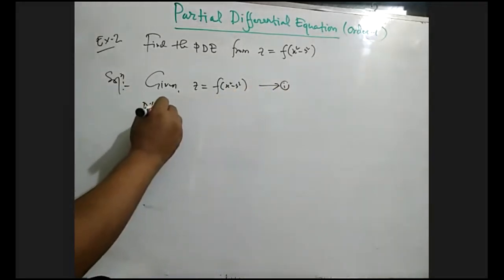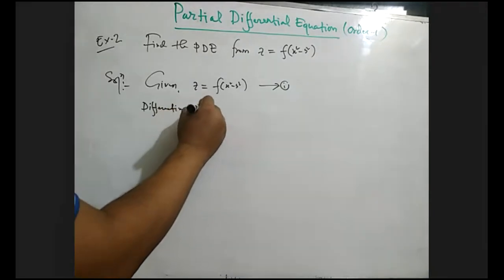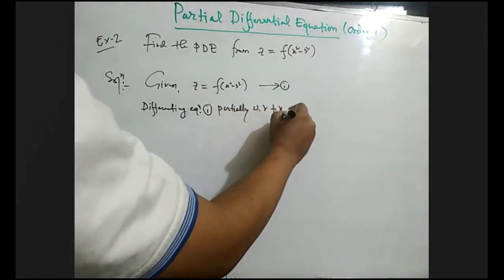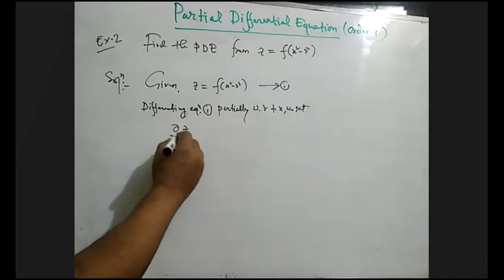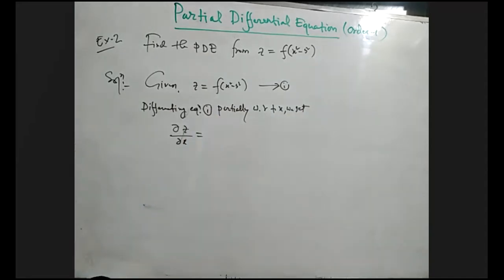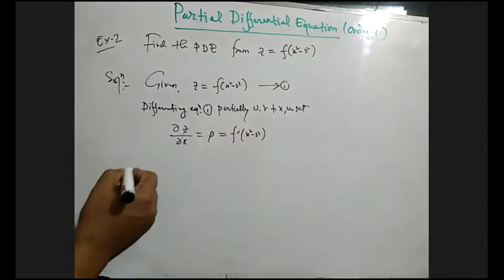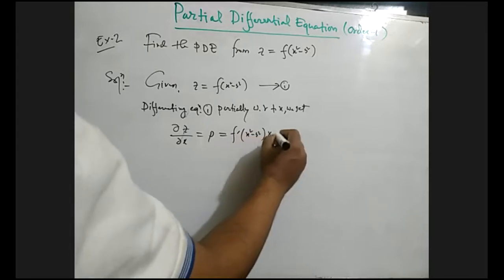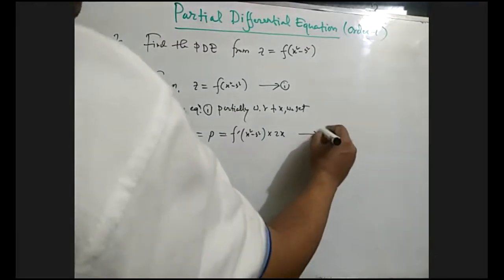Now differentiating equation 1 partially with respect to x, we get ∂z/∂x, which we can denote as p, equals f dash of (x² minus y²), the first derivative, multiplied by the partial derivative of x² minus y² with respect to x, which is twice x, since y will be 0. So this is equation number 2.